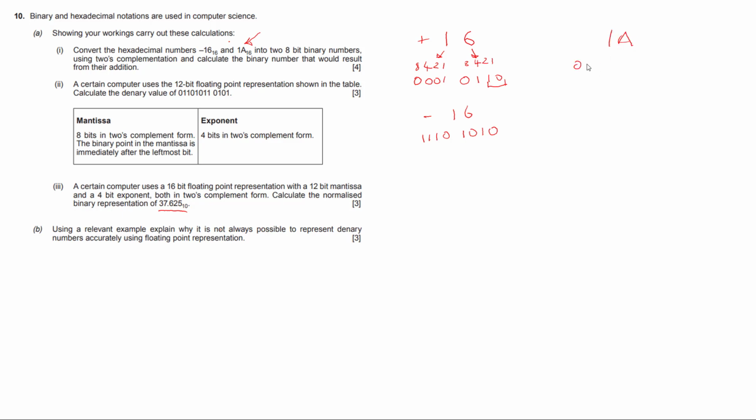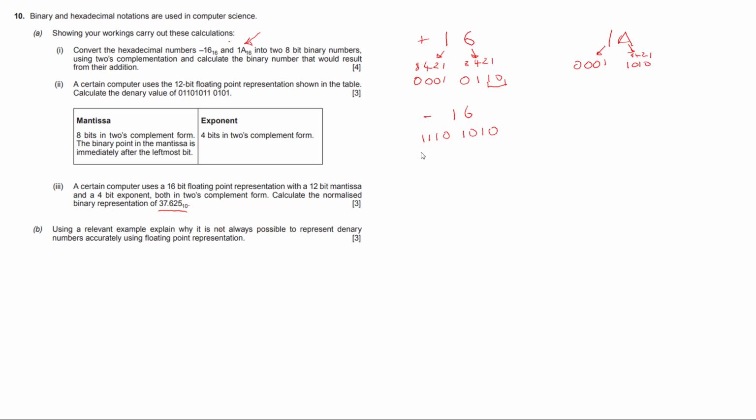Let's do 0, 0, 0, 1. So that's 1. And A, what the hell is A? Well, we get to 9 in hexadecimal, and then A starts at 10. So 1, 2, 4, and 8 is 1, 0, 1, 0. So that's 10, okay? And that's A. B is 11, C is 12, and so on and so forth, until you get to F at 15. All right? I've converted them, 8-bit numbers, 2's complement. Calculate the binary number that would result from their addition.